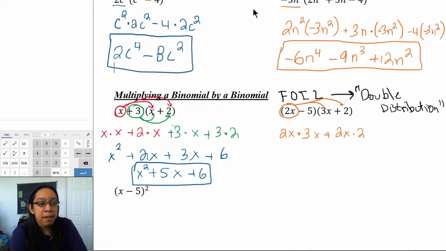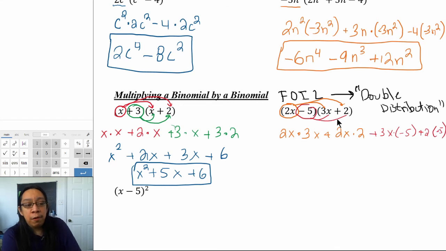Now let's get the second half. To get the second half, we take the negative 5, and again we multiply it to the two terms. So we're going to have 3x times negative 5. Again, I'm putting the parentheses here just because the negative is there. And then 2 times negative 5.